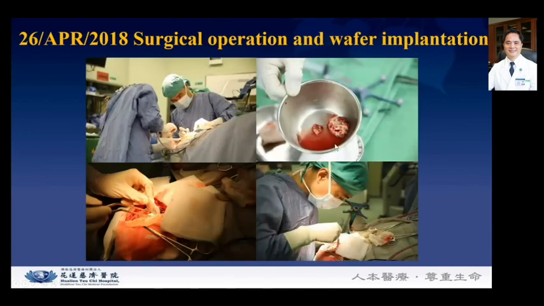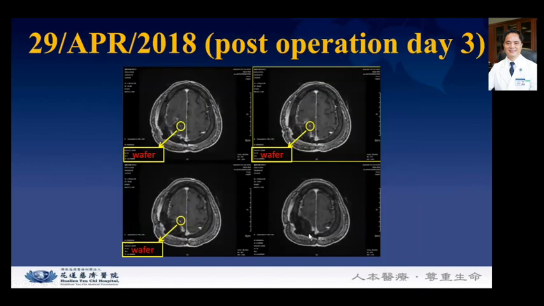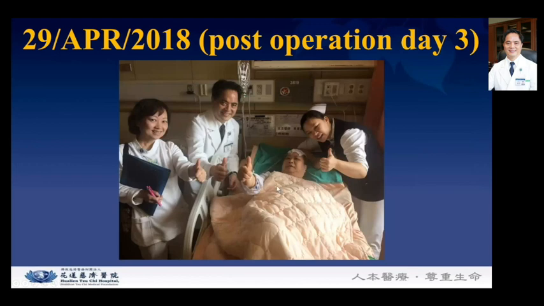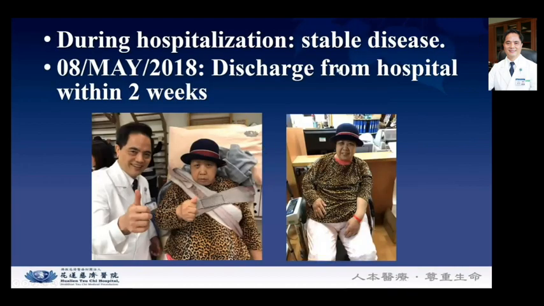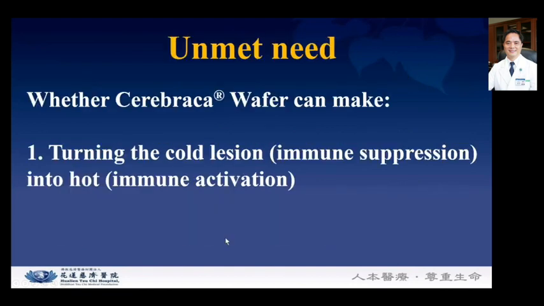Here is the patient after resection of the tumor, and then here, the follow-up. The second day, the third day after the surgery, and here, it's already stable in 2 weeks. So this subject showed an improved KPS score, and they survived for a very extended time. And the patient's primary GBM culture shows very high expression of MGMT.